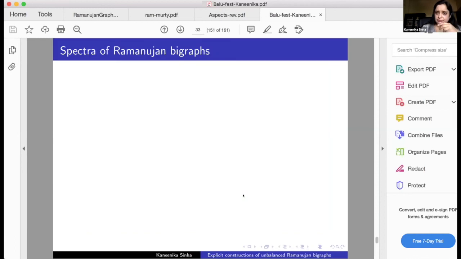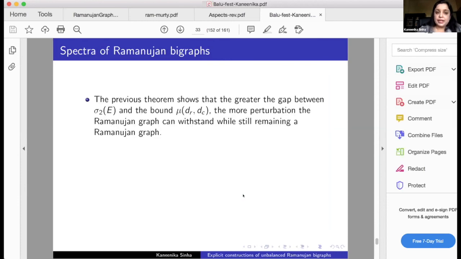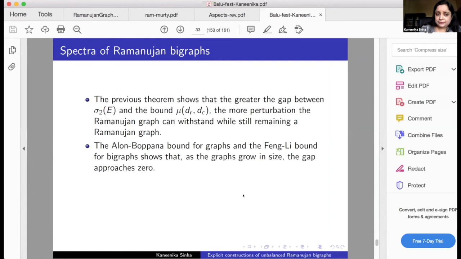Now before I conclude, some comments about the spectra of Ramanujan bigraphs. You may have observed that the previous theorem shows that if the gap between the second largest singular value and the bound mu increases, then more perturbation is possible in your Ramanujan graph. However, we also learned the Alon-Boppana bounds and the Feng-Li bounds for bigraphs, which show that as the graphs keep growing in size, the gap between mu and sigma 2 is in fact going to 0.